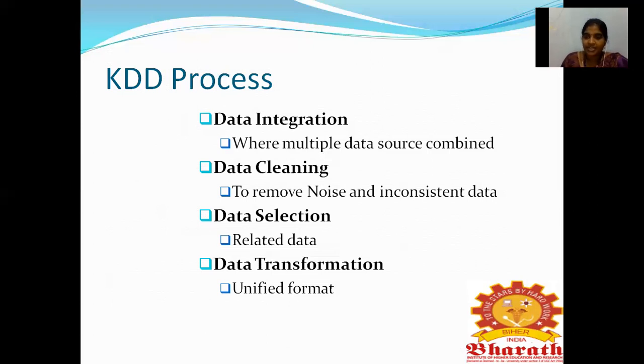Then the second process is cleaning. In the first process, there is a possibility of inconsistency in the database because we are collecting data from different databases and combining them. There is a possibility of data inconsistency, that is, wrong data. The second step is to remove the wrong data. That process is called data cleaning. The main thing is to remove noise and inconsistent data, that means removing the wrong data and making our database consistent.